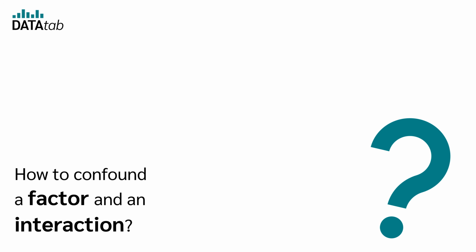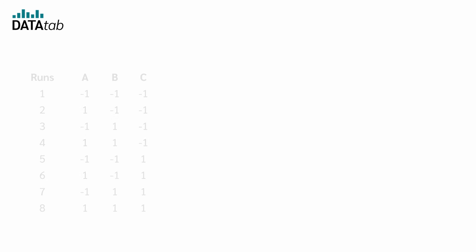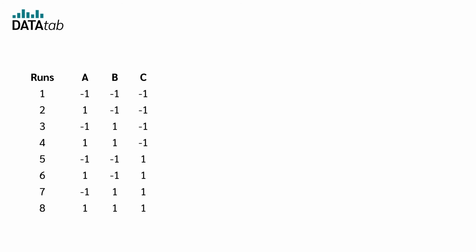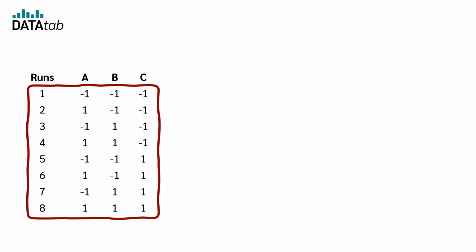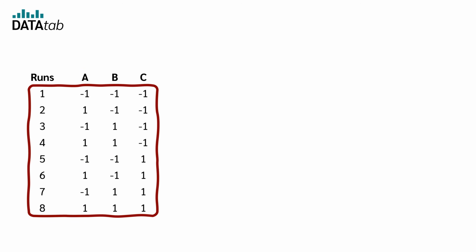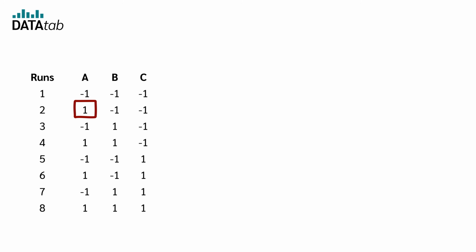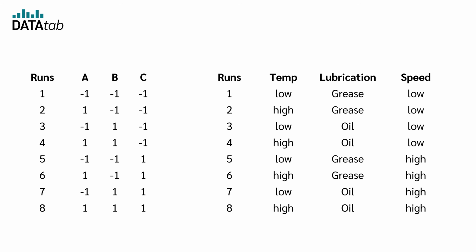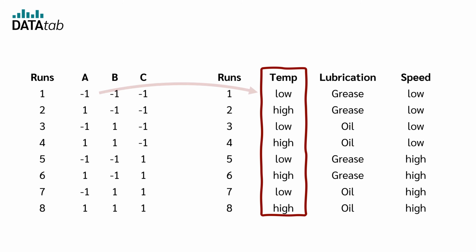But how do you confound a factor and an interaction? Let's take a look at this example. Here we have the full factorial design of the 3 factors a, b, and c. These 8 runs are carried out in total. We still only consider factors with 2 levels. -1 stands for one level and 1 for the other. For our frictional torque example, the test plan would then look like this. For example, for the factor temperature, -1 is the low temperature and 1 is the high temperature.